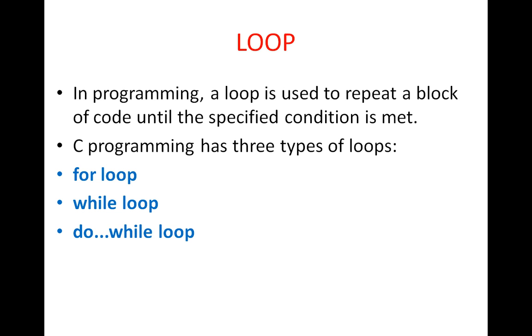But in looping, once a condition is given, the program will automatically generate the numbers 1 to 10 in a single line. So a loop repeats the block of code until the specified condition is met, and that is the purpose of using a loop. There are three types of loops in C language: for loop, while loop, and do while loop. For today's lecture, you only have to focus on the for loop.